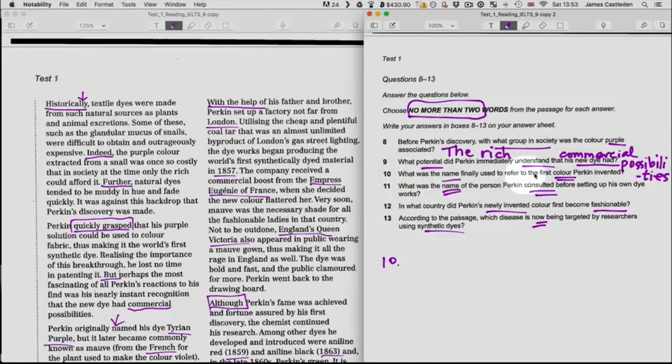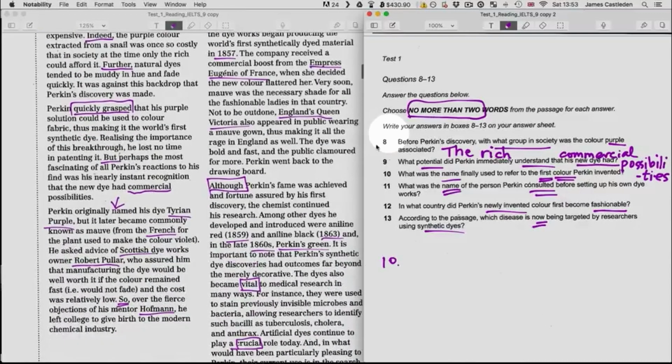So what is the name finally used to refer to the first color he invented? Perkin originally named his dye Tyrian purple, but it later became commonly known as mauve. What was the name used to refer to the first color? Finally used. Oh, there's a key word there. So it later became known as mauve. No other mention about the name, so let's use that word. Mauve.